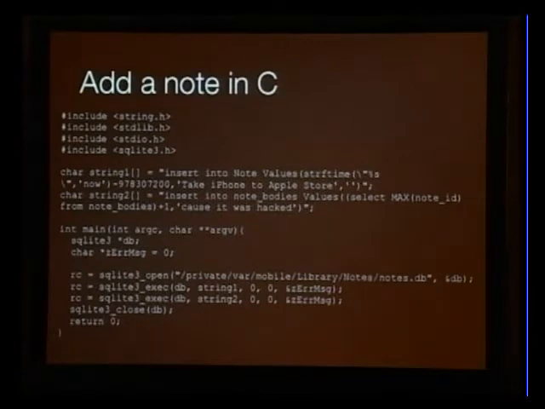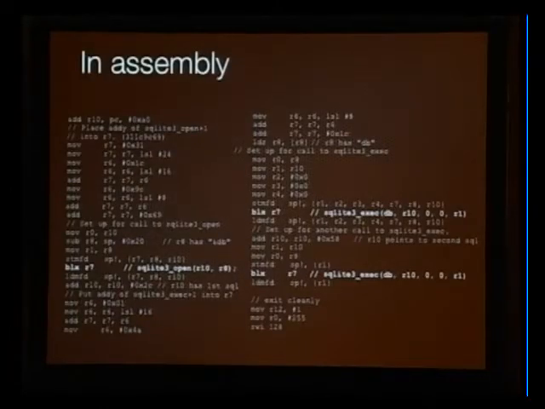So here is C code that will add a note to the iPhone's database. So all it does is call SQLite 3 open on the database file, and then it execs those two SQLite commands. So first it figures out insert into note values the time minus that conversion number, and then some data. And then the other one is it figures out what the last node ID was, adds one to it, and then adds data. Here it is in assembly.